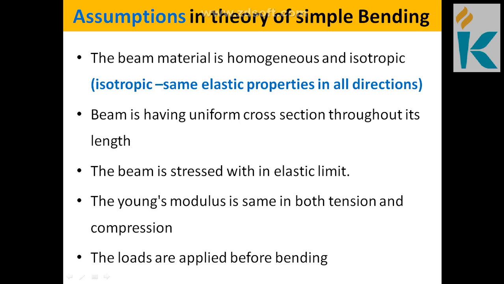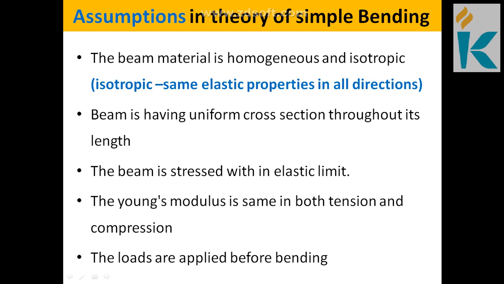The assumptions are considerations that we are going to make while doing the calculation. So here we have a list of things. The beam material is homogeneous and isotropic. Isotropic means the same elastic properties in all directions. That is the exact meaning of the word isotropic here. Then the beam has a uniform cross section throughout its length. Then the beam is stressed within the elastic limit. Then Young's modulus is the same in both tension and compression.